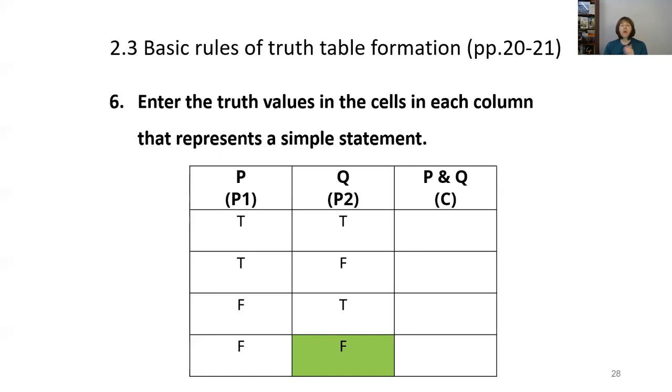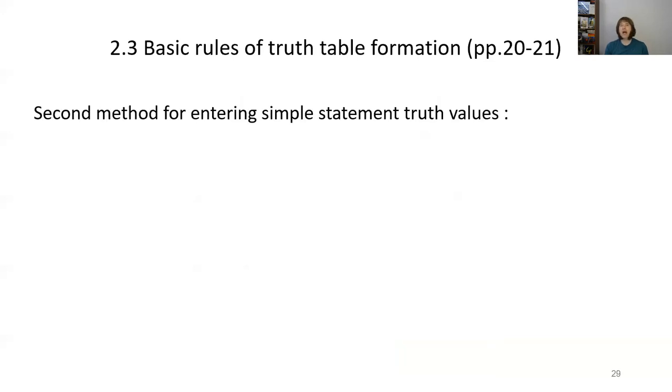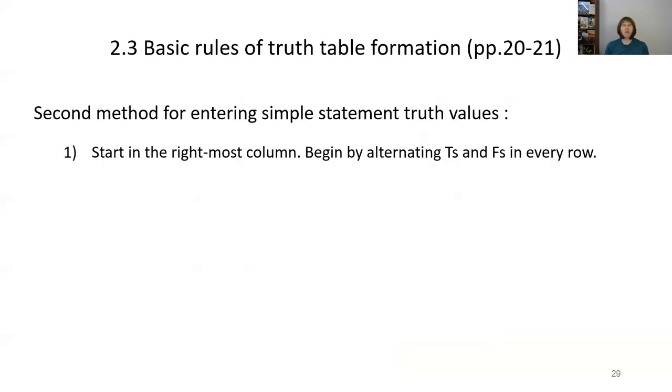So we've done the first method. What's the second method for filling in the truth values of the simple statement columns? Well, in many ways, it's just the opposite. It just works backwards. So what we do is we start in the rightmost column, we start at the end with what we did before. So we just go true, false, true, false, true, false, true, false. No matter how many rows we have, we just alternate between trues and falses.